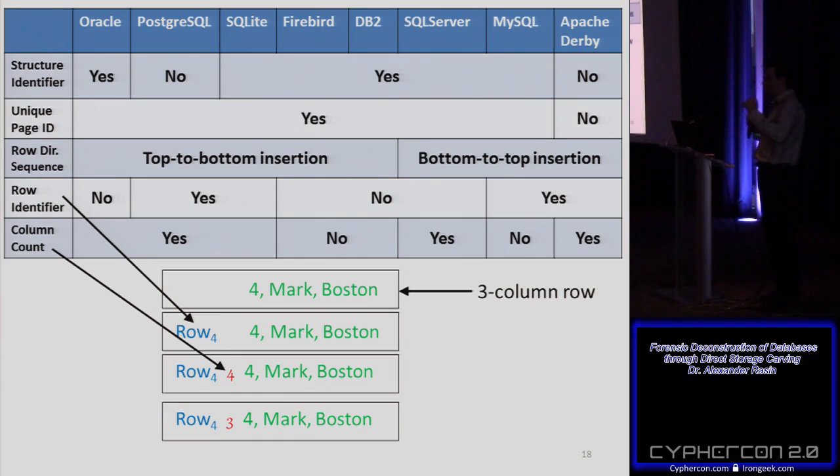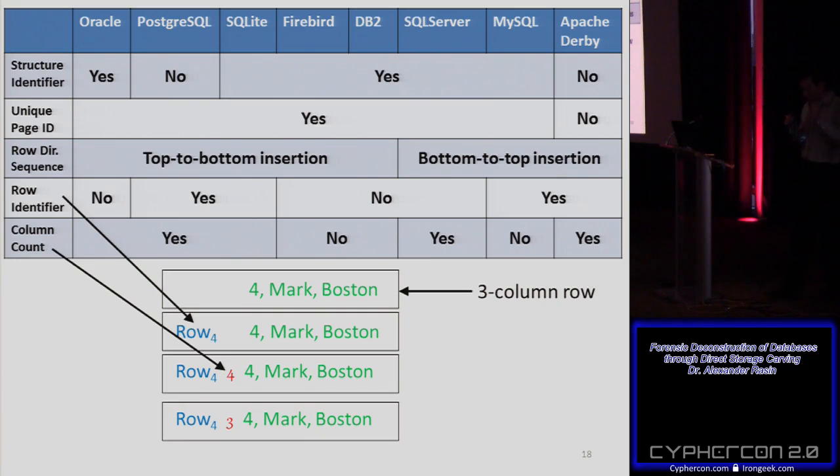Similarly, as I mentioned, sometimes you insert rows from the bottom to top, stacking them. Sometimes you start from the top and go down to the bottom. This is the kind of thing where different databases choose different strategies. Now, the more interesting parameters are the row identifier and column count, which interact in good ways.